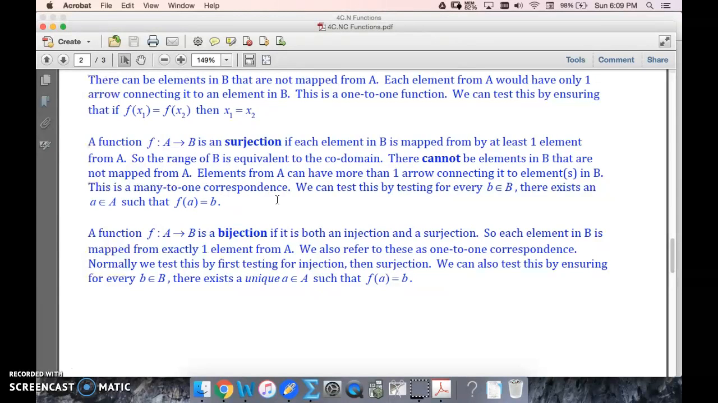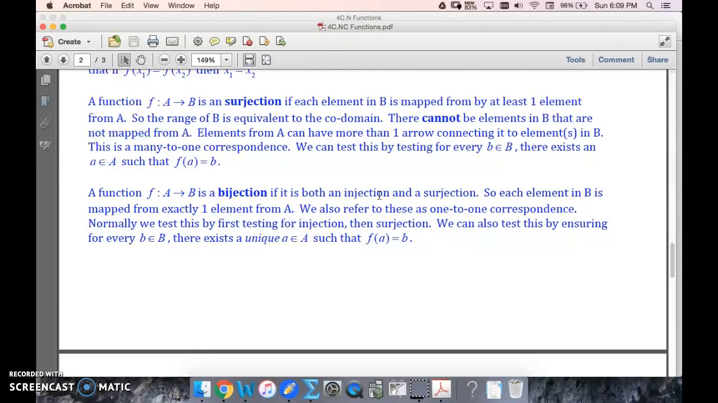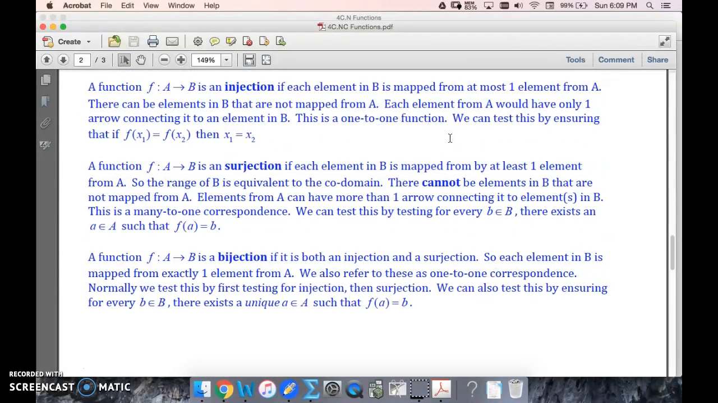We call that many-to-one. And then bijection, it's injection and surjection. Each element in A will be mapped to exactly one in B, and each element in B is mapped by exactly one in A. We call this one-to-one correspondence, as opposed to one-to-one function. So one-to-one correspondence. And normally we test by finding first injection, then surjection. So that's injection, surjection, bijection.